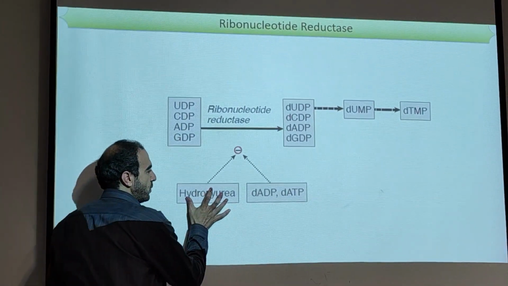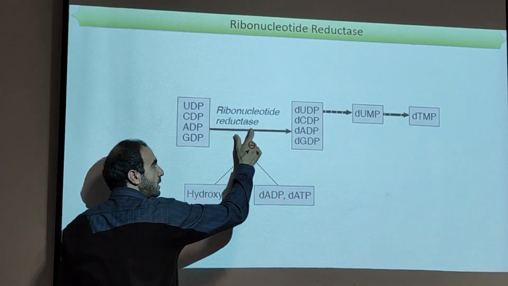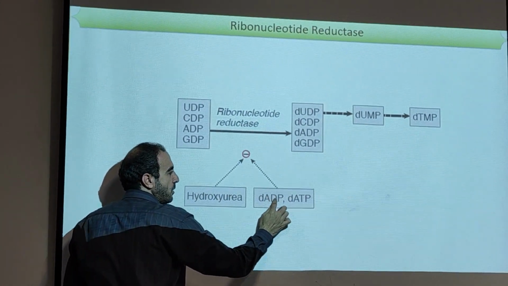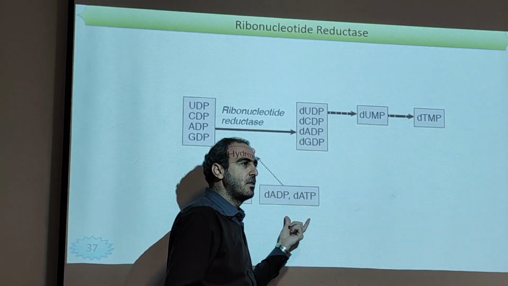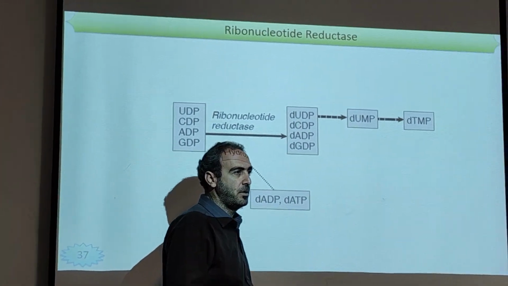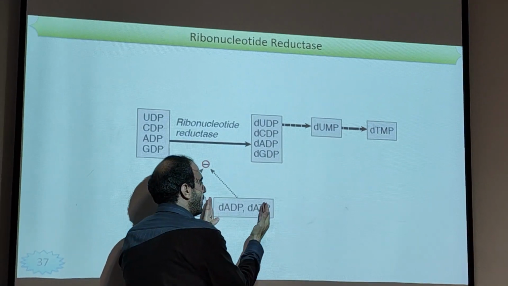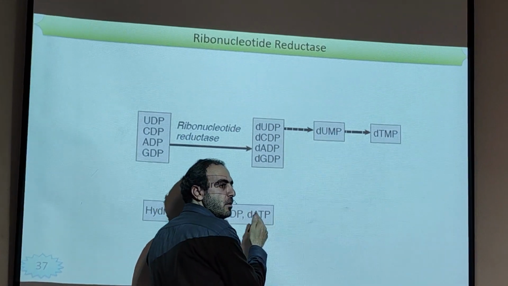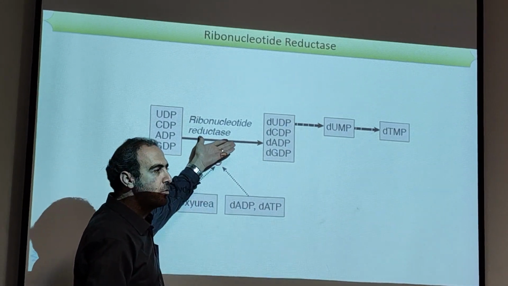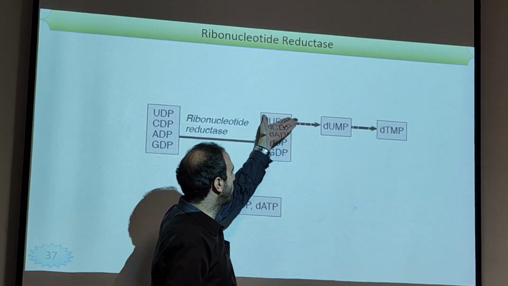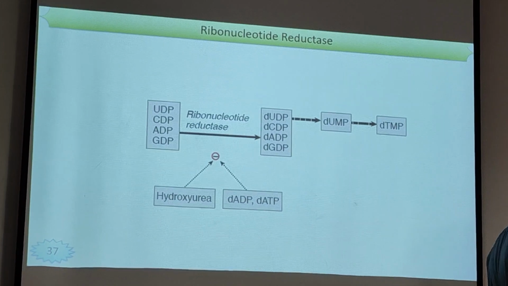In addition to hydroxyurea, as I mentioned, they are also inhibited by dADP and dATP. Just remember that: dADP and dATP. If we have a high concentration of ATP or ADP, what happens? Ribonucleotide reductase is inhibited. So we don't have a deoxy form, and we can't produce DNA either.